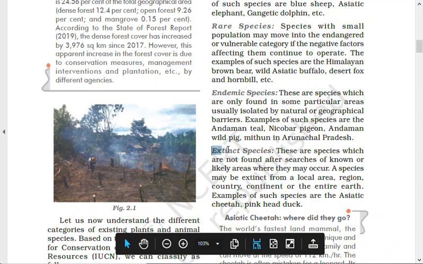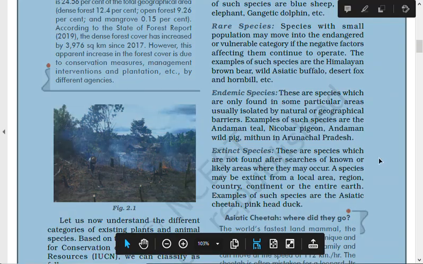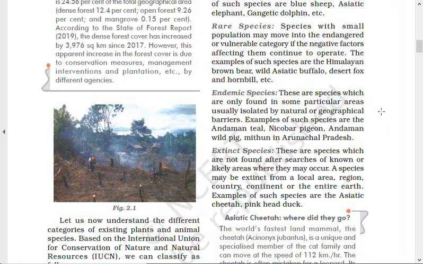Okay, extinct species, the last one. These are the species which are not found after searches of known or likely areas where they may occur. A species may be extinct from a local area, a region, or a country or continent, or on the entire earth. Examples of such species are the Asiatic cheetah, pink head duck. So those are almost gone. We don't find these ones here. Like white tiger, almost gone. So maybe one or two we have, otherwise mostly gone, right?